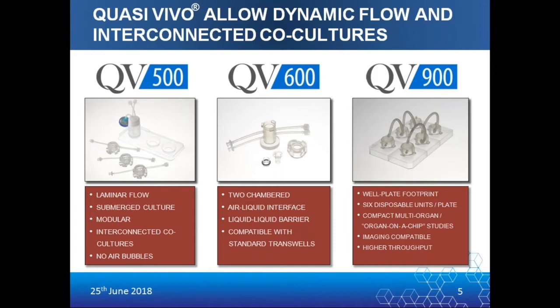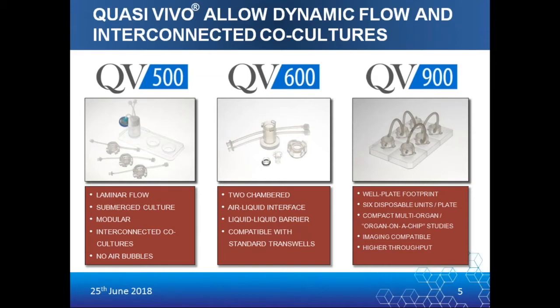As I said earlier, there are three Quasi Vivo systems available, and depending on the application, the flow rate could be set at a required setting. Within a system, one or more flow circuits could be easily generated. Each flow circuit could be set up with different flow rates. For example, a model of liver with relatively lower flow rate connected to a vascular model with a higher flow rate. The Quasi Vivo 500, 600, and 900 all support fluid flow, submerged cultures which are modular and could be easily connected. All the systems are designed to eliminate air bubbles.